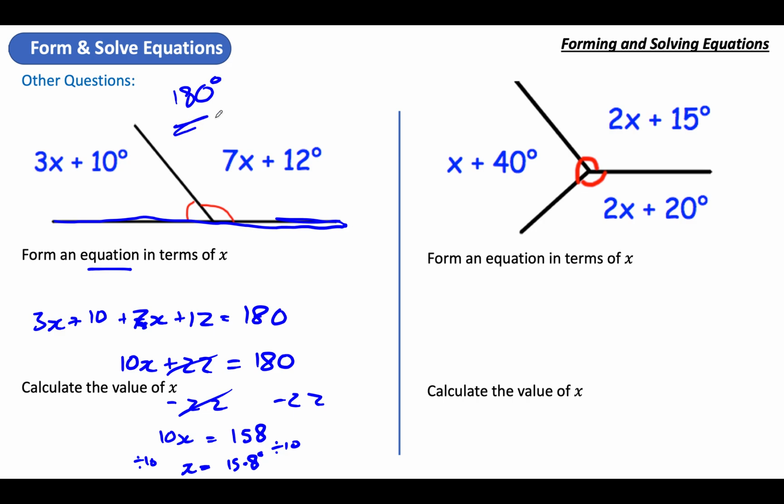If you don't, you need to get those ones lodged in your head. Very much like this one. This is angles around a point, and they add up to 360. It's a full turn all the way around a point. So make an equation, add up those angles that you've got there.